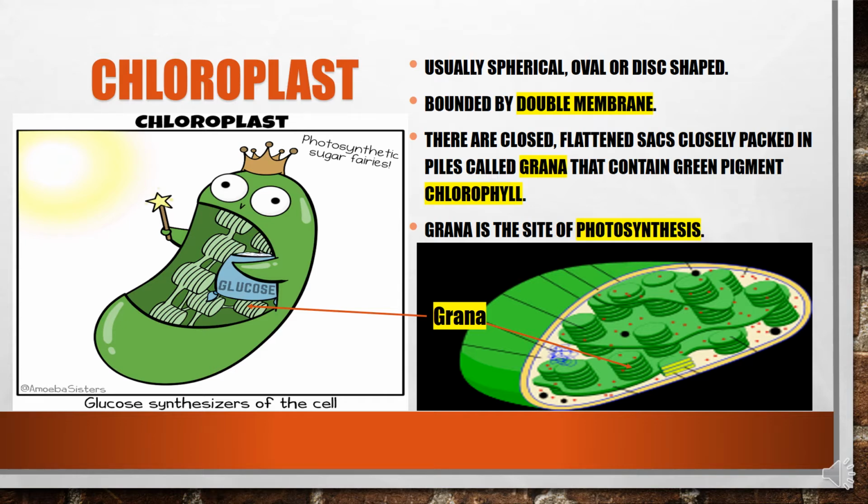And inside the chloroplast, there are certain flat sac-like structures which are closely packed over each other to form piles called grana. As you can see here, small disc-like flat sac-like structures closely packed one over the other. So these are called grana, and these are the parts of the chloroplast where the green pigment chlorophyll is present. This chlorophyll is very important for the chloroplast because it is responsible for trapping sunlight. So grana is the site of photosynthesis, where the light reaction takes place and food is produced by trapping sunlight.